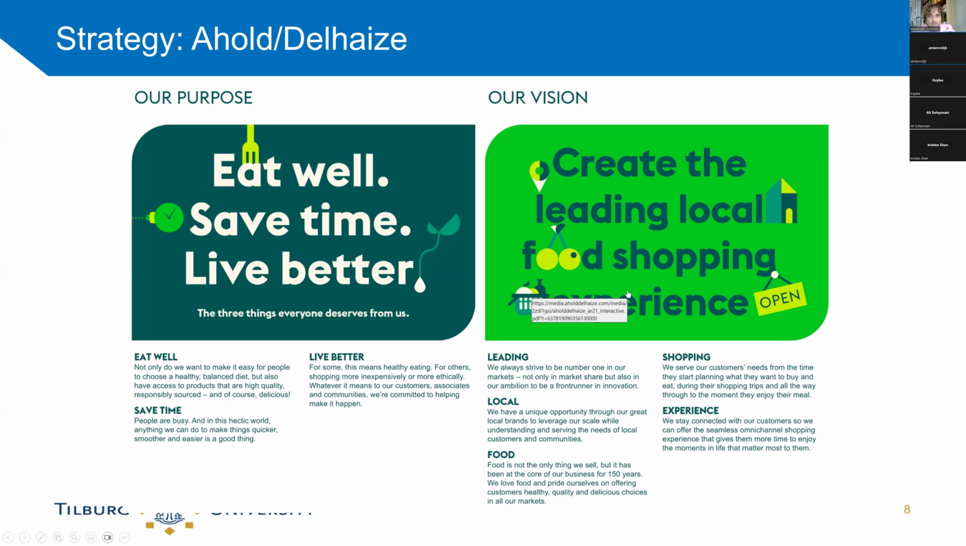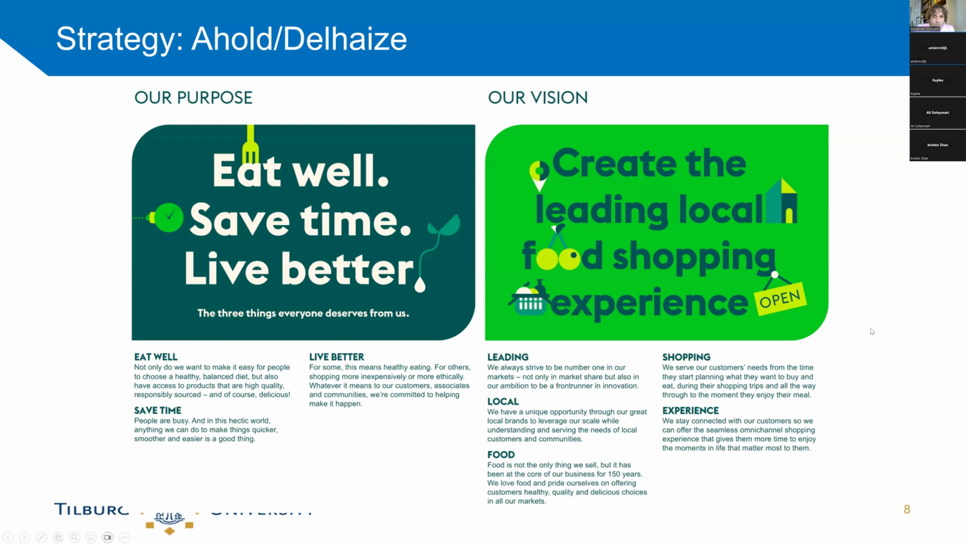As a result, they integrated their mission and vision statement into this. So their mission statement, called Our Purpose, is Eat Well, Save Time, Live Better, and their vision is to create a leading local food shopping experience. It's interesting because you can clearly see that the mission and vision statement is not only to explain what they do to the customers, but also to their investors. So this really makes clear what their long-term goals will be. It's also externally focused, so it's a bit of a marketing related mission and vision.